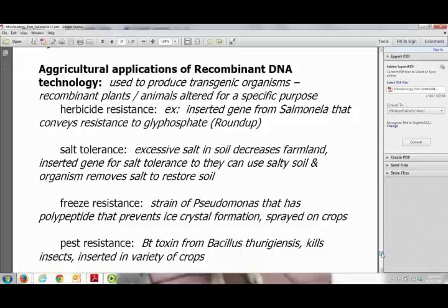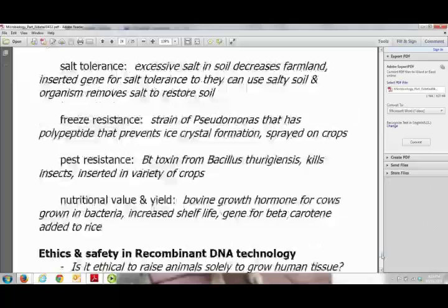We've created some freeze resistance using a strain of Pseudomonas that has a polypeptide that prevents ice crystals from forming, and this can be sprayed on crops. With pest resistance, the Bt toxin from Bacillus thuringiensis is going to kill insects. It gets inserted in a variety of crops.